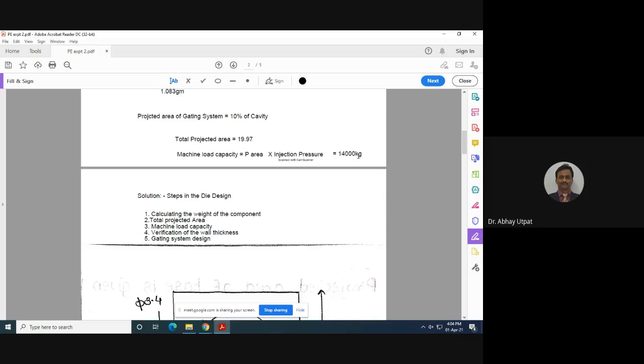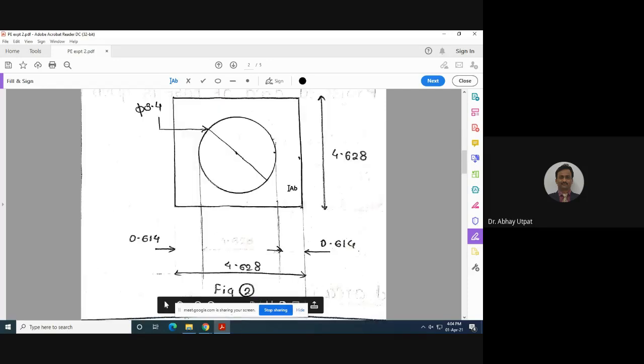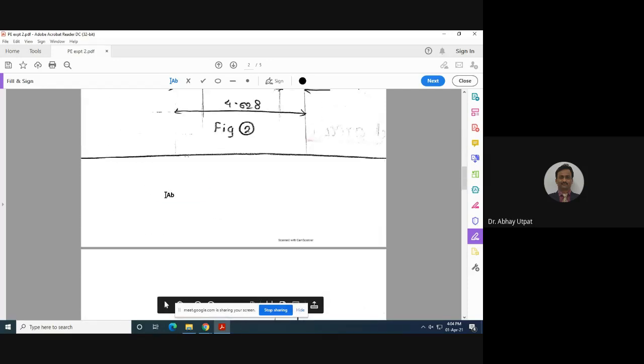I repeat once again, you have calculated 14 ton capacity, but that 14 ton capacity may not be available. So you have to select machine capacity as per availability. So here I will select a 30 ton capacity machine. So projected area, once again I will show you the calculations.